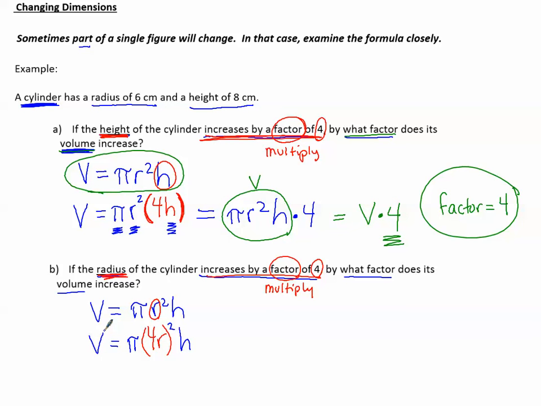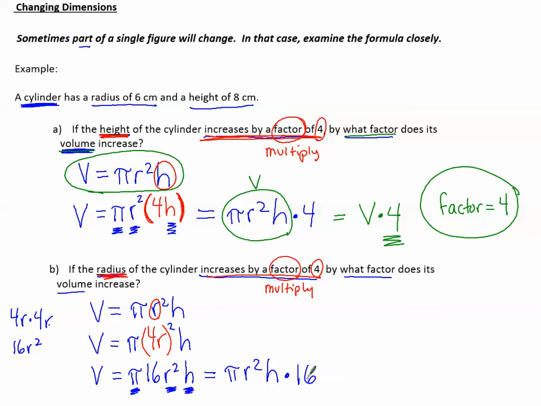Let's simplify this a little bit. Because we're squaring 4r, that means 4r times 4r. 4 times 4 is 16, and r times r is r squared. So 4r squared turns into 16r squared. And then, of course, times h. Now, just like we did over here, we can rearrange so that the pi r squared h are all next to each other. Here's the pi, the r squared, and the h. So we'll rewrite this with the pi r squared h first, and then the 16 after, times 16.